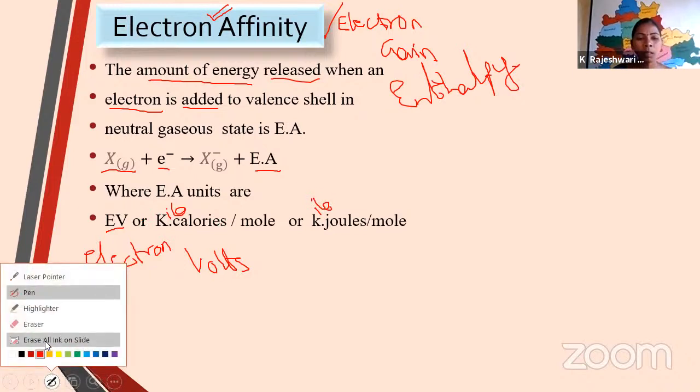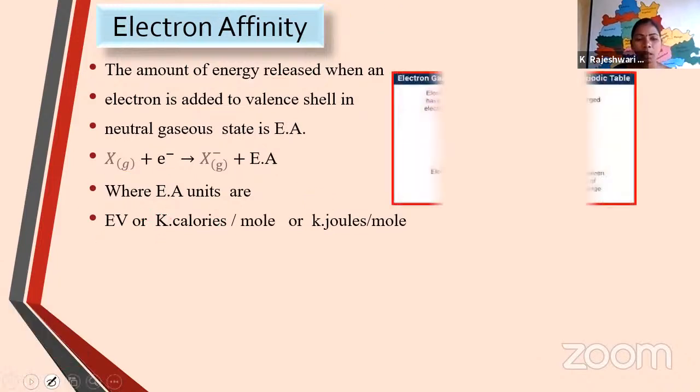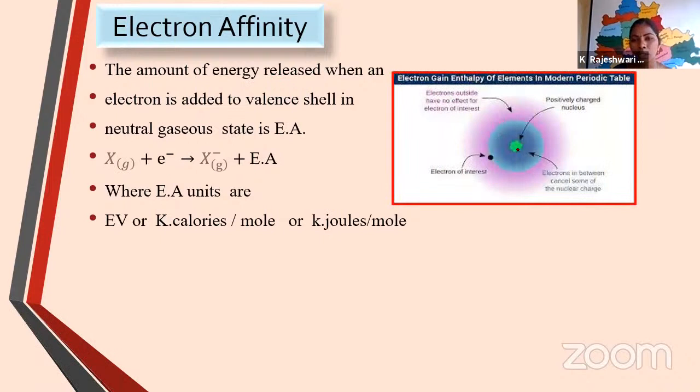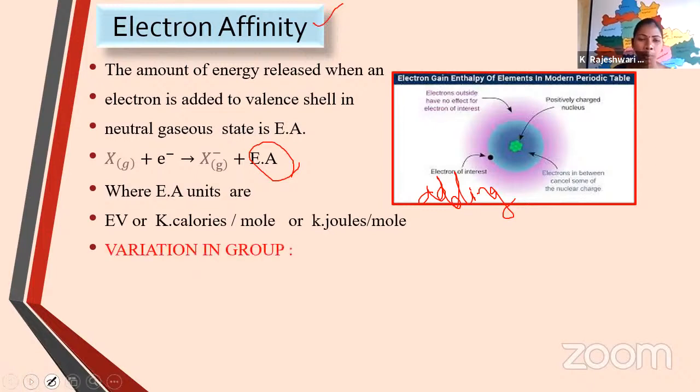Here we are studying electron affinity, and we can see a picture. When you add the electron to the neutral gaseous state atom, some amount of energy is released. That energy is known as electron affinity. So when the electron is added, the energy released is known as electron affinity. Now let us see its variation in a group.